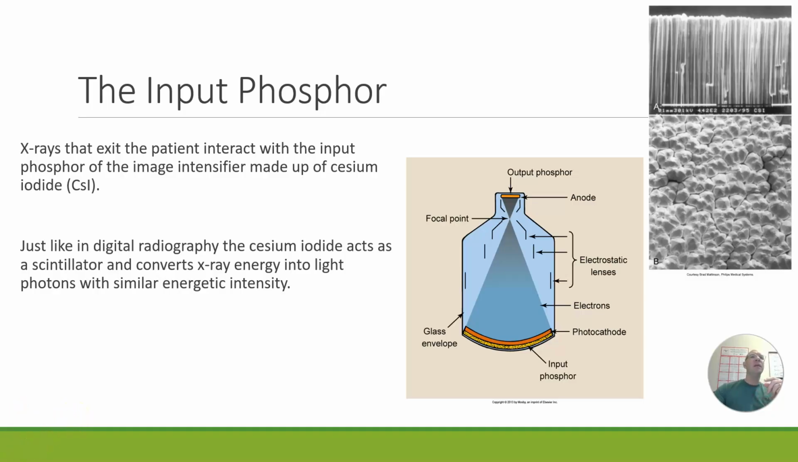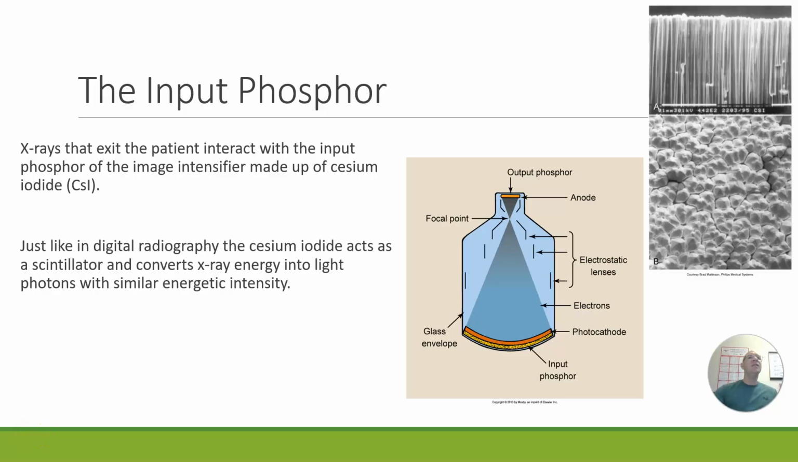The input phosphor is made up of cesium iodide. Now you should remember cesium iodide because it is a scintillator, which is used in indirect digital radiography. That means it turns X-ray into light. And so remember when we were talking about thin film transistors and CCD chips back last semester, one of the ways of making light was cesium iodide. The other way was gadolinium oxysulfide, but input phosphors of an image intensifier are generally made up of cesium iodide. So the first step in image intensification is turning X-ray into a light source. And we just did that by hitting the input phosphor, which is made up of cesium iodide.